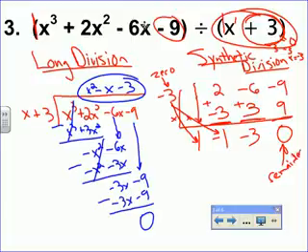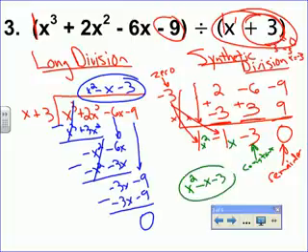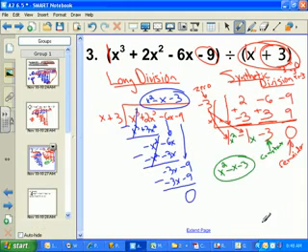Now, to write down your answer, this is always your constant. Then this is x, and this is x squared. It always works backwards like that. So you just have x squared minus x minus 3, the same answer. Okay? So we'll do more with that next week.